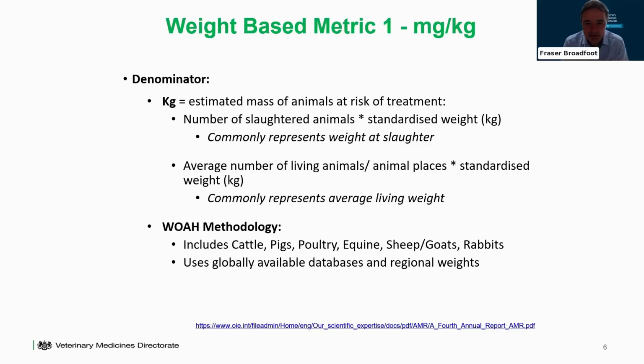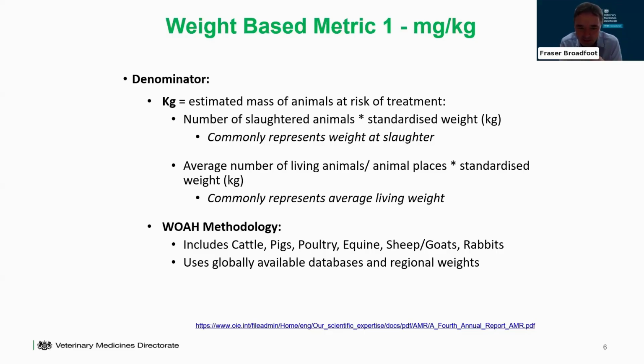So there are different ways of calculating this. You can either look at the number of animals slaughtered, and that's often used for poultry, where you look at the number of poultry that have been slaughtered in the country, and then you multiply that by a standardized weight, which commonly represents the weight at slaughter. That's the most usual way in which this is done. So you look at the average weight. For example, for poultry, you could look at the average weight of a chicken at slaughter and multiply that by the number of chickens slaughtered, and then that will give you an estimate of the overall weight of chickens slaughtered.